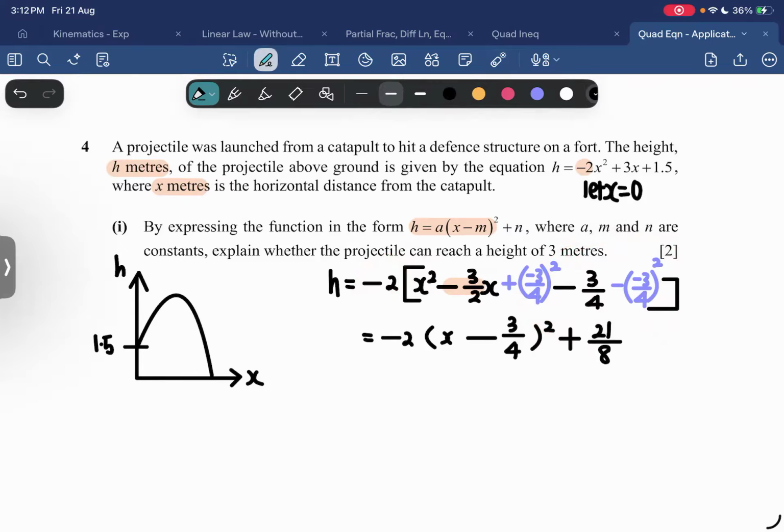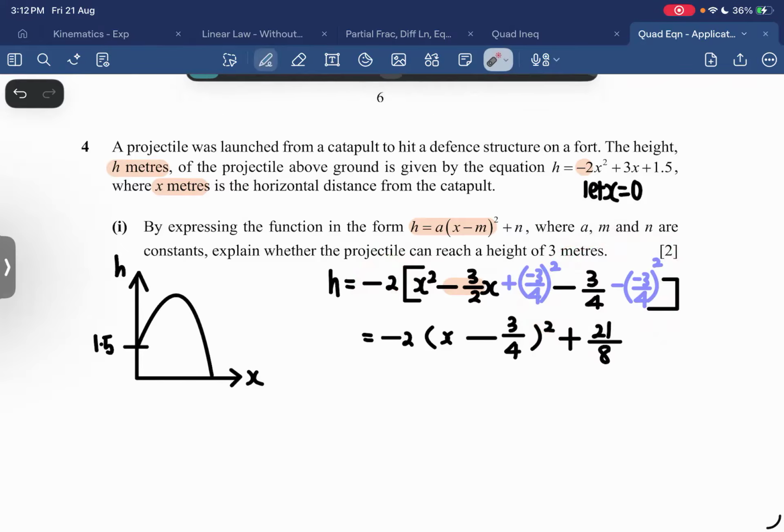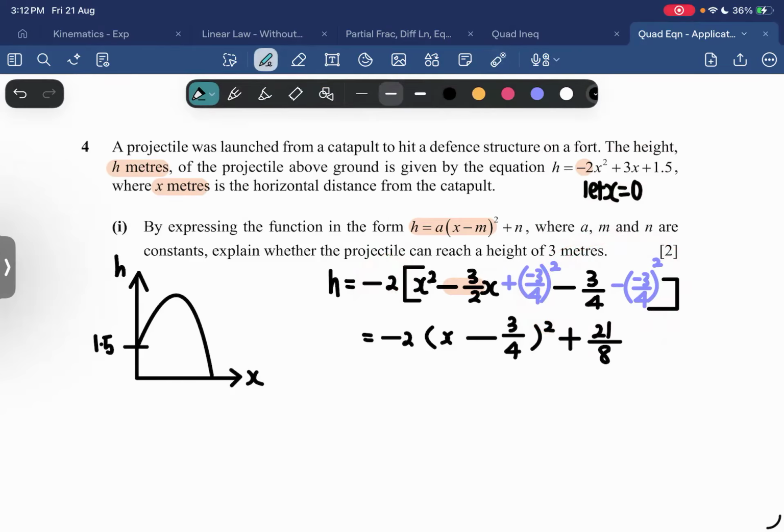I always recommend students, when you're doing this, before you continue, go and let x equal to maybe 2. Then you let x equal to 2 here. Make sure they are the same thing. Because if they are the same, then you know your completing the square is correct. Because if you're wrong, the whole question is wrong already.